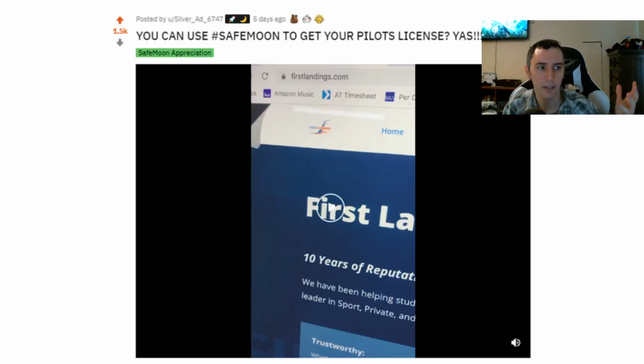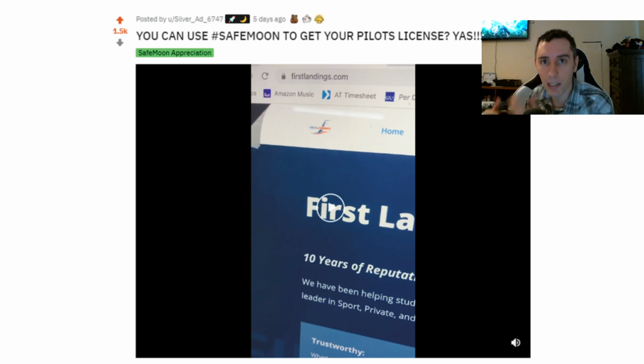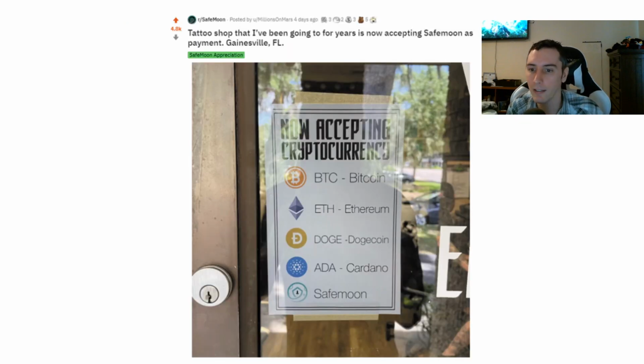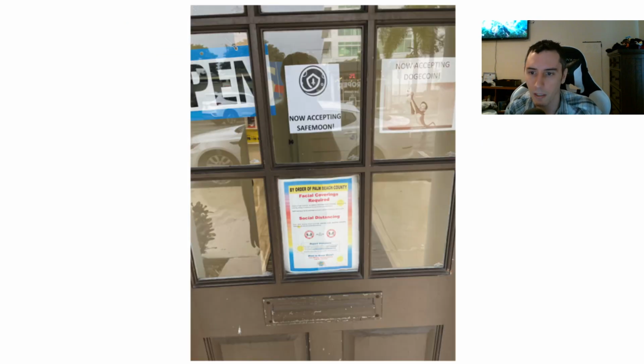So here are some use cases in which you can use it as a means of trade to receive a product or a service for using your SafeMoon, okay? So it's an equated value with a quantifiable thing. Here you have, for example, getting your pilot's license. You have a tattoo shop that's accepting it. You also have another business. I don't know what this one does. It was shared, though. You can see they're also accepting Dogecoin. They've got their open sign, something in the little background there. It's kind of an abstract one.